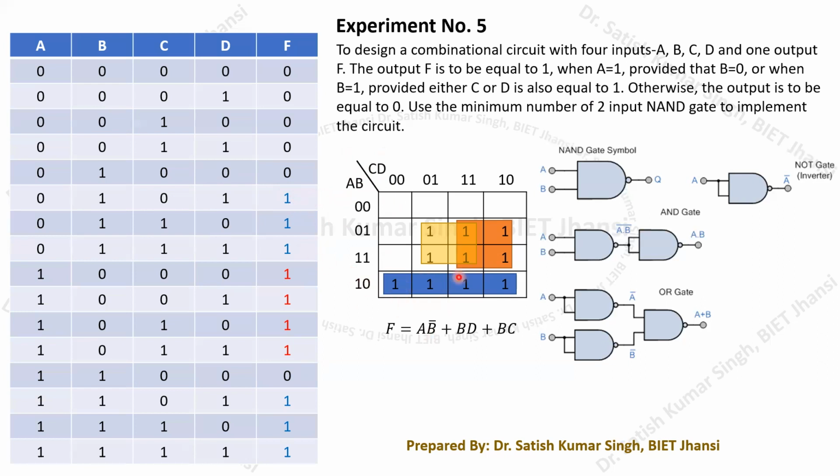After marking all the ones, you can verify that this Karnaugh map corresponds to this particular truth table, and then we have to solve this Karnaugh map to get our minimized expression. So here you can see that the minimized expression that we are going to get is F equals AB bar plus BD plus BC. So this will be our minimized expression based on this Karnaugh map.